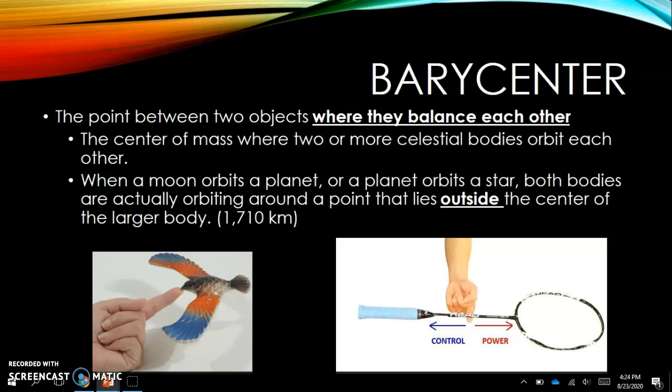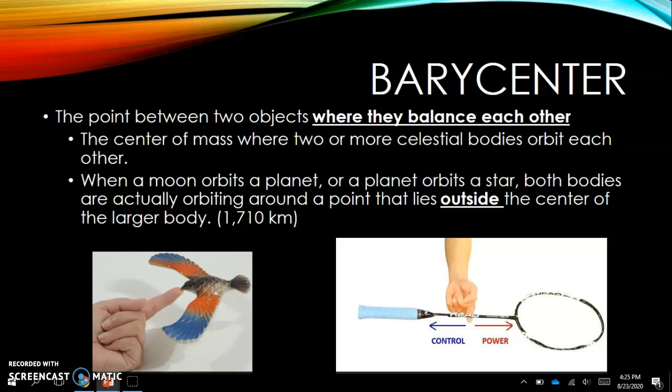Before we get into the actual movement of the Earth, we have to talk about something called a barycenter. This is the point between two objects where they balance each other. When I say a celestial body, I mean a sun, a star, planet, moon, asteroid. A celestial body is just an object in space. And if you have two bodies that are equal in mass, meaning they have the same amount of matter in them, their barycenter or their center of gravity will be in the middle.